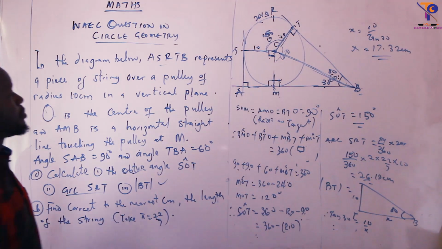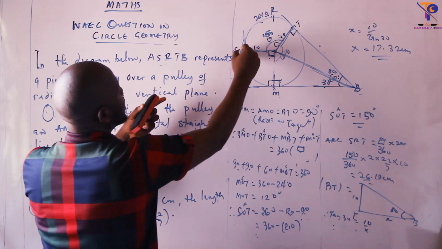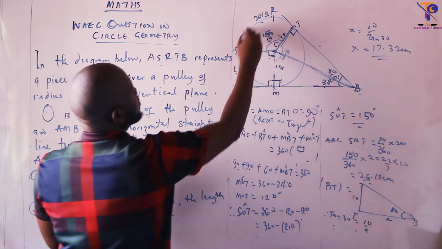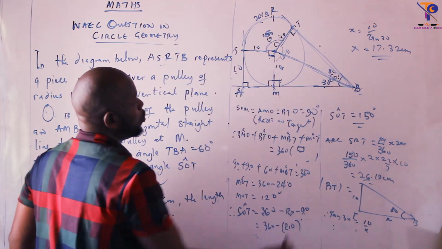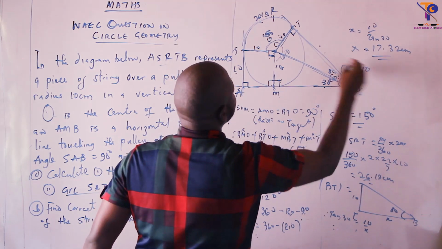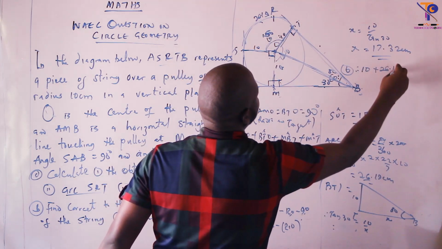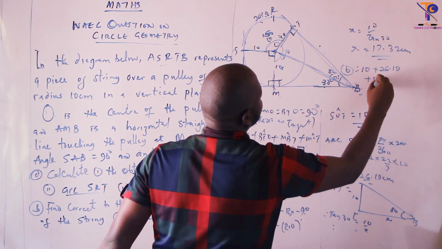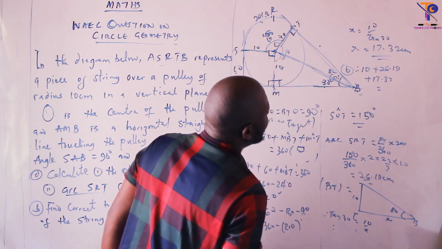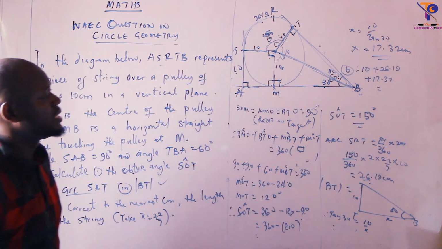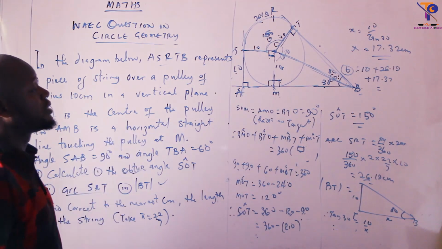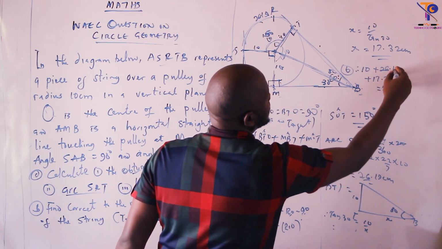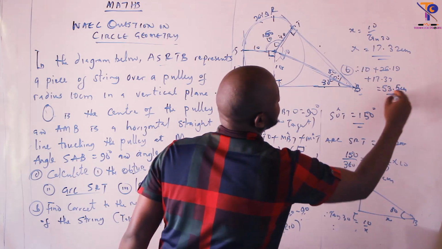which is the length of the string. That means the length of the string from A to S. From A to S, obviously this is 10. Then plus this one, then plus this one. That's all. So our total will now be 10 plus 26.19 plus 17.32. So from here we have 17 plus 26, that is going to be 43. 43 plus 10, that is 53. So 53.5 centimeters. Then we are good.